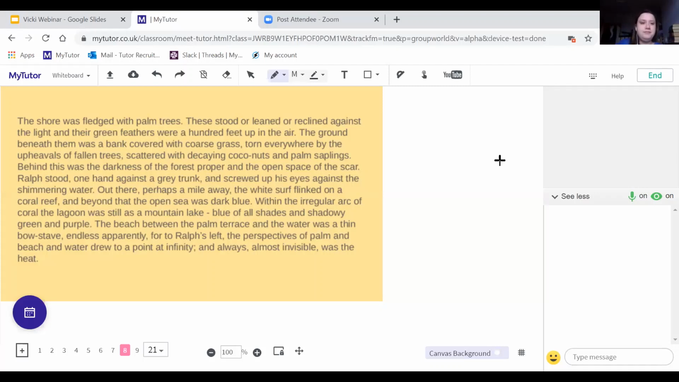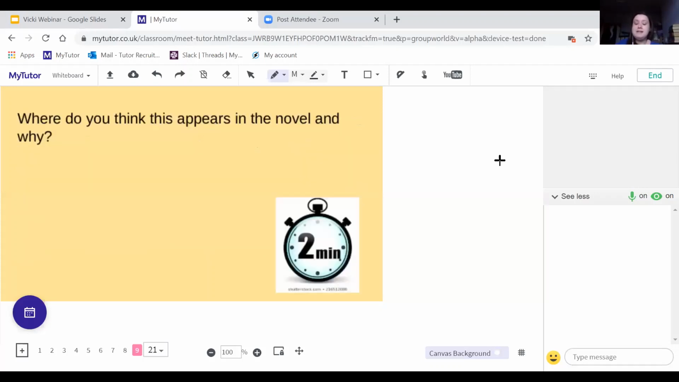Right. So, a couple of minutes then. Where do you think this appears in the novel, and why do you think that? So send me your ideas in the chat. I'll give you a couple of minutes and then we'll have a look at what you said.